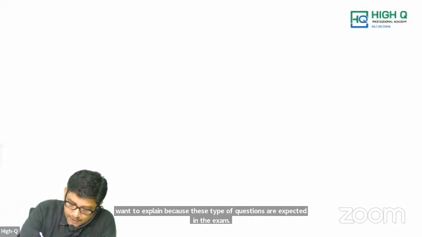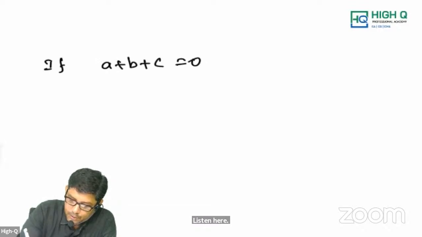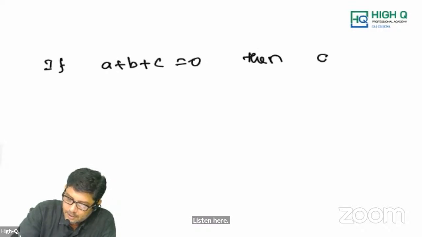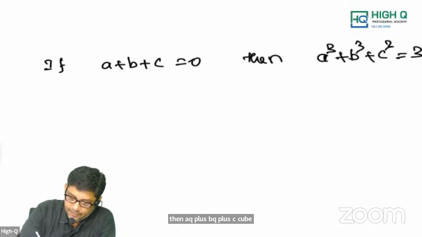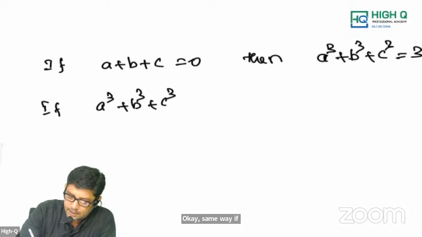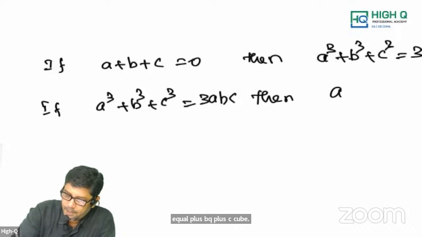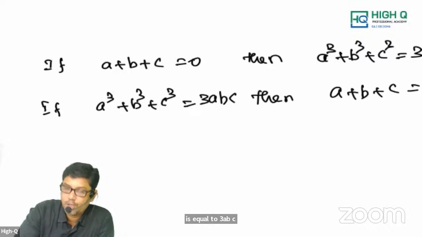Listen here. If a plus b plus c is equal to 0, then a cube plus b cube plus c cube is equal to 3abc. Okay, same way, if a cube plus b cube plus c cube is equal to 3abc, then a plus b plus c is equal to 0. This is the rule, my dear.